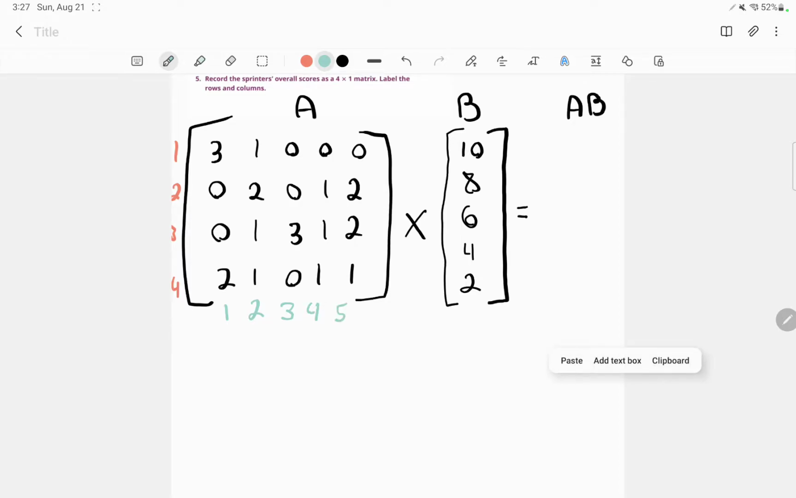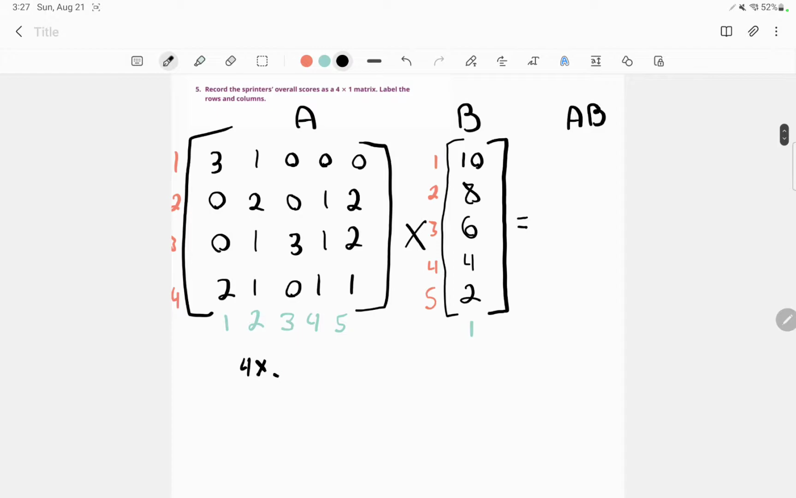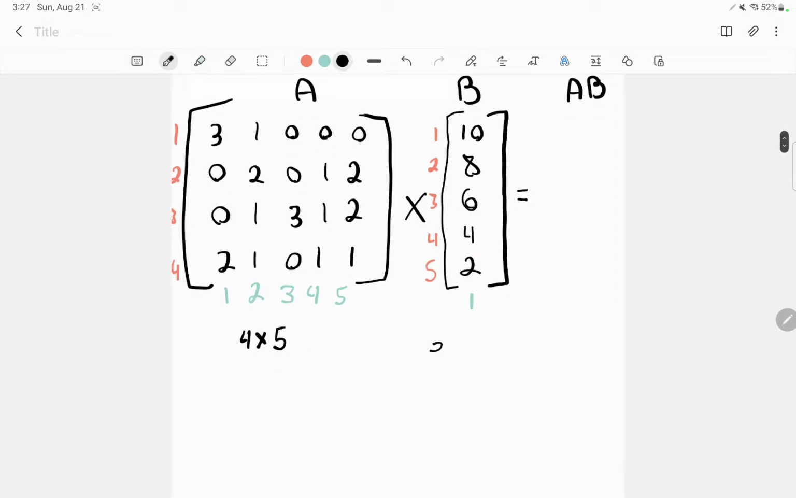For the second one, I'm going to do exactly the same thing. I'm going to do 1, 2, 3, 4, 5. And then columns is just 1. Okay, that's the first thing I want you guys to look at. And that's what's going to tell us how we're going to be doing the problem. Now let's go back. So I can tell this one's going to be a 4 by 5. And this one is going to be a 5 by 1.